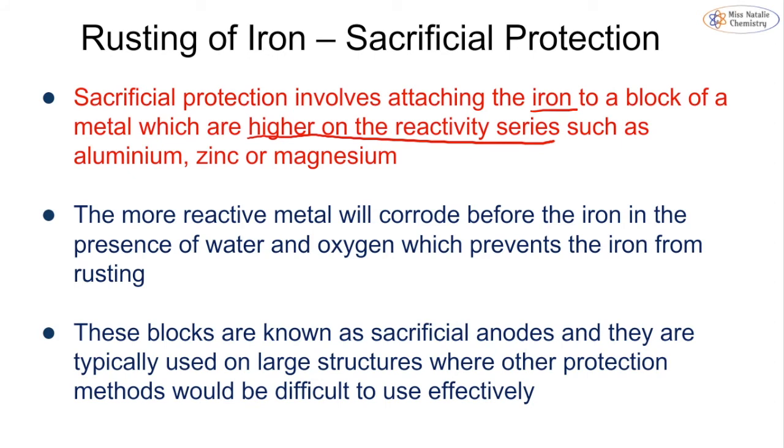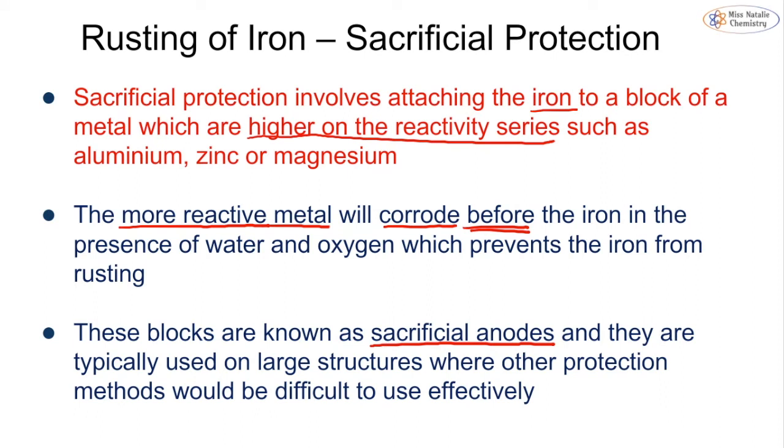And what this means is that the more reactive metal is going to corrode before the iron does. So the more reactive metal would rather react with the water or the oxygen as opposed to the iron, and this stops the iron from rusting. So the metal that is higher is sacrificing itself to allow the iron to not corrode. These blocks are known as sacrificial anodes, and they're typically used on very large structures where other protection methods would be quite difficult to use effectively.